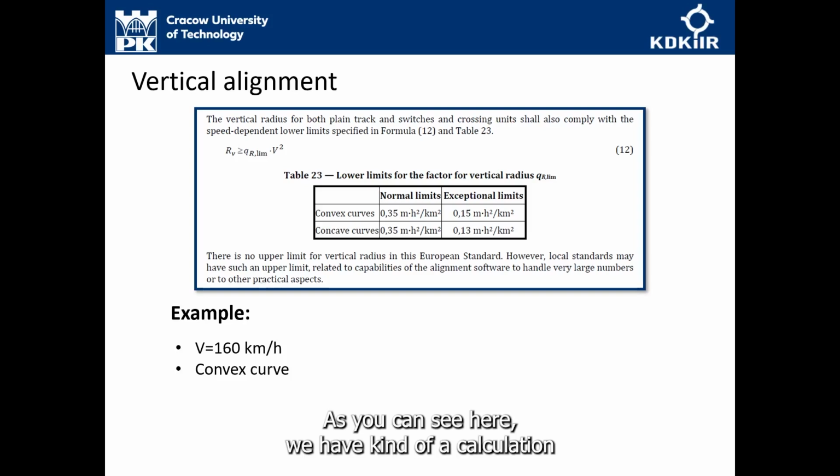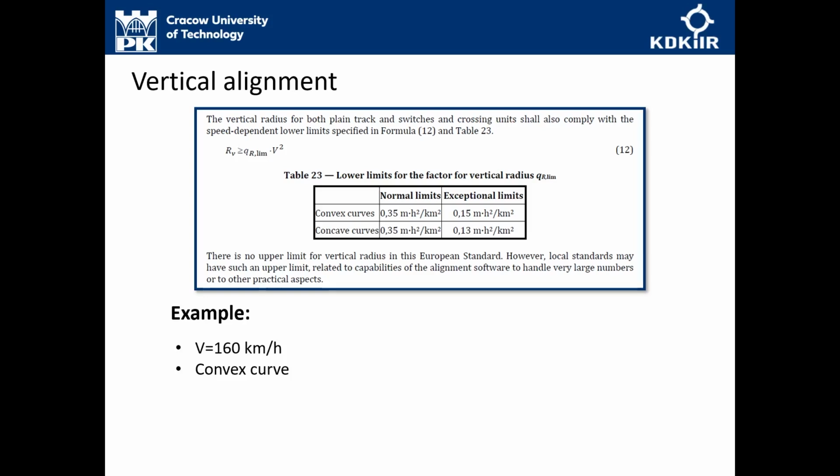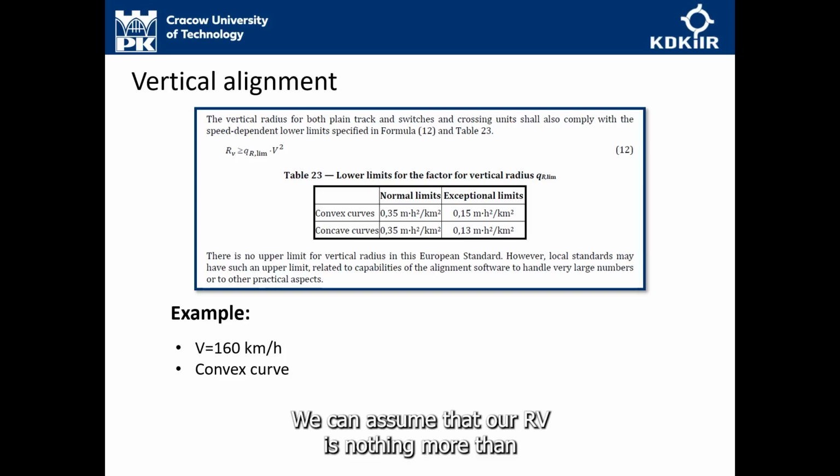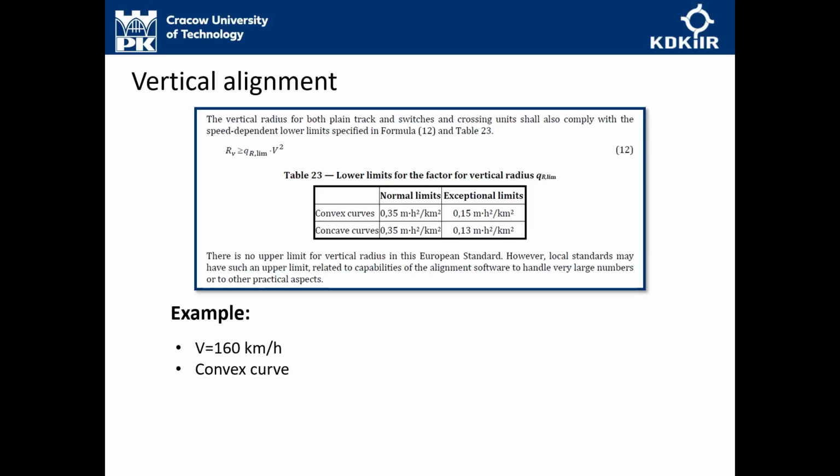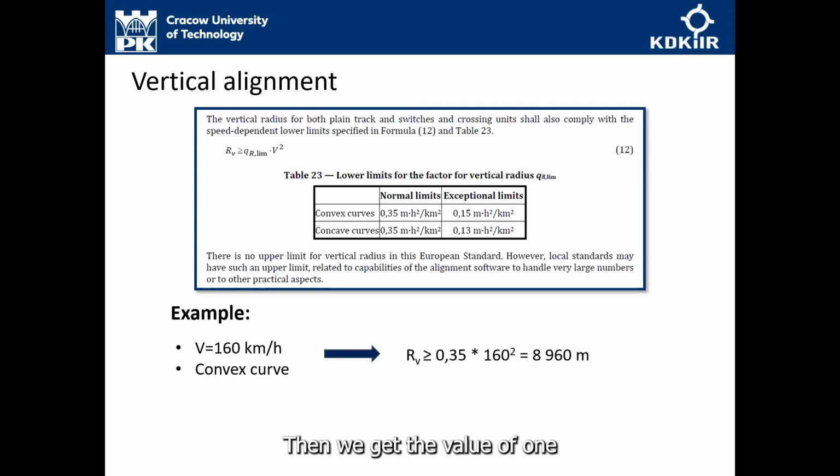As you can see, here we have a kind of calculation that we can present on a specific example. Assuming that our speed v is 160 km per hour and that we have a convex arc, we can assume that our RV is nothing more than 0.35 times 160 squared. Then we get the value of 8,960 meters, and we can round it to a certain module value, which I propose here.